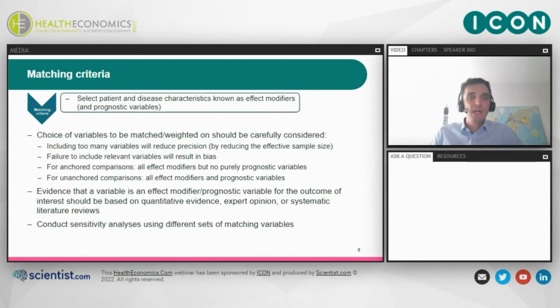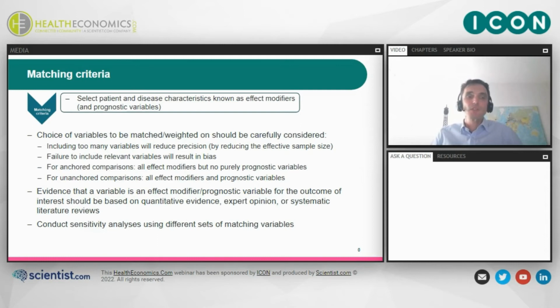On the following slides, I would like to provide some more details and guidance for each of the steps we have just seen. I would like to start with the choice of matching criteria. It is typically recommended that the variables to be matched or weighted on should be carefully considered and selected. If you include too many variables, there is a risk that this will reduce precision, especially by reducing the effective sample size. On the other hand, if you fail to include relevant effect modifiers, then of course there is a risk of bias.